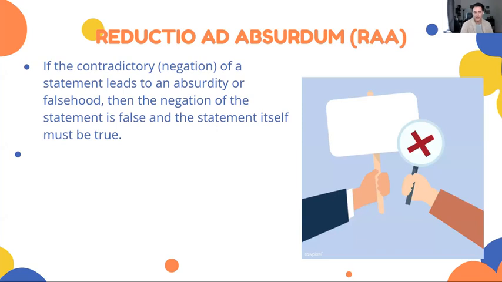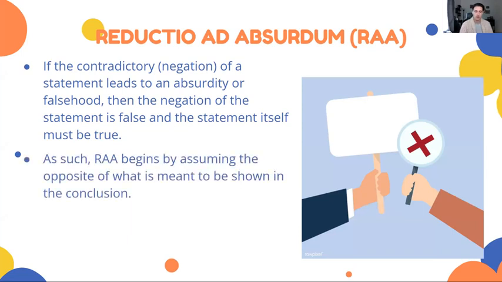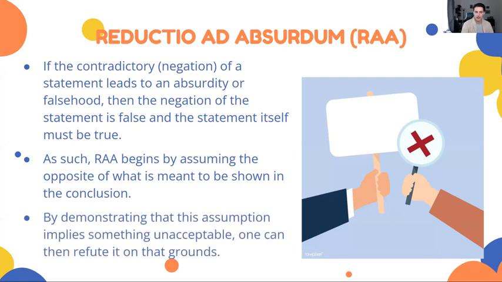So again, the strategy is if the contradictory or negation of a statement leads to an absurdity or falsehood, then the negation of the statement is false and the statement itself must be true. So as such, reductio always begins by assuming the opposite of what is meant to be shown in the conclusion. By demonstrating that this assumption implies something unacceptable, one can then refute it on those grounds.